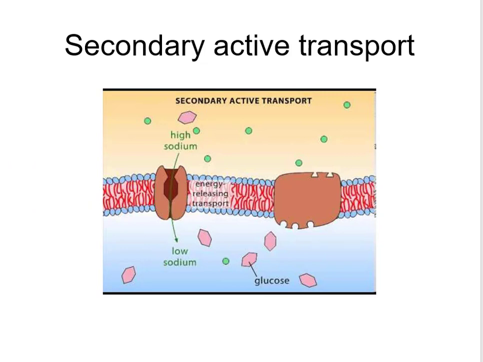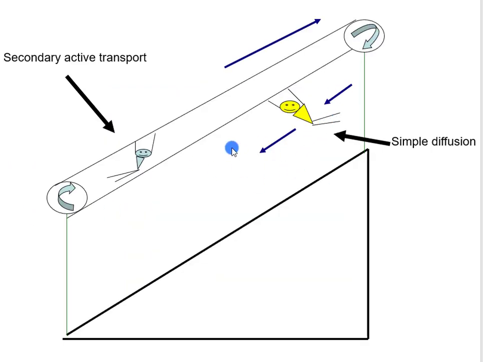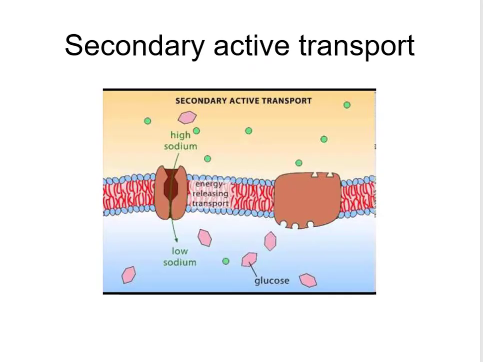Now, that's where this analogy falls apart. In this analogy, these guys were moving in opposite directions, but I just created that because I think this pulley system is kind of intuitive to us. But my point is here, the energy comes from sodium going from high to low concentration, and it's able to drag glucose along. All right, so that is secondary active transport.